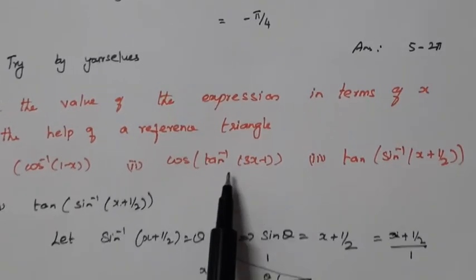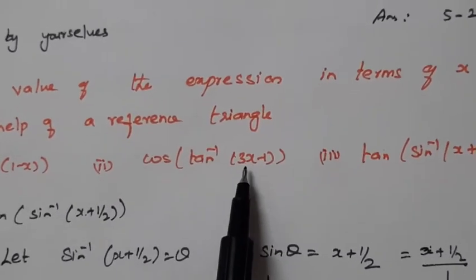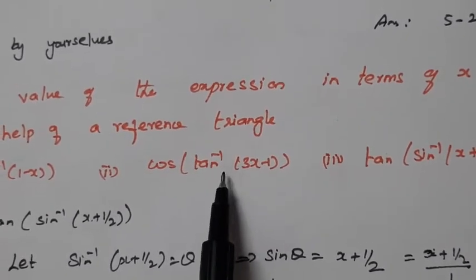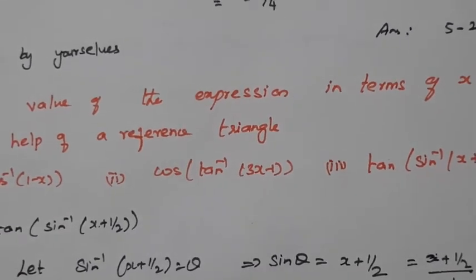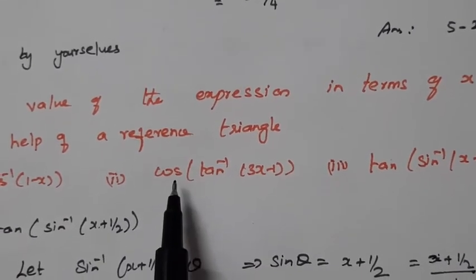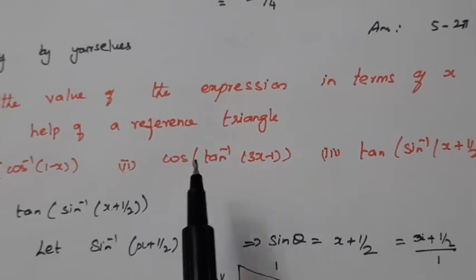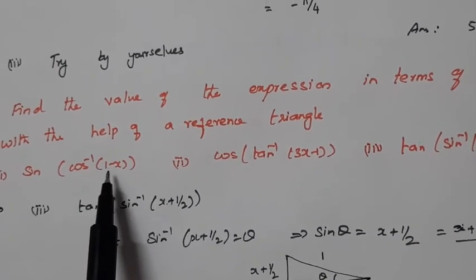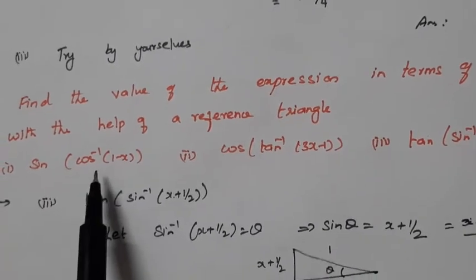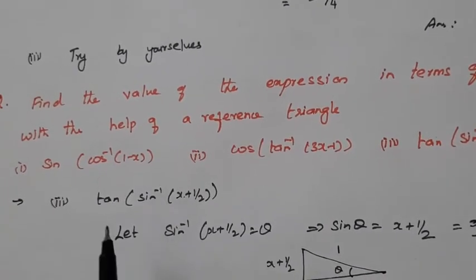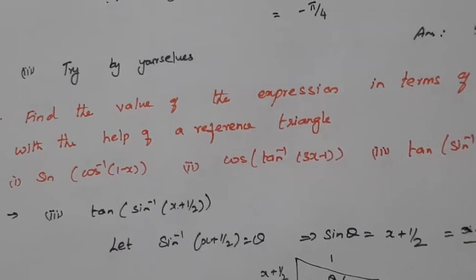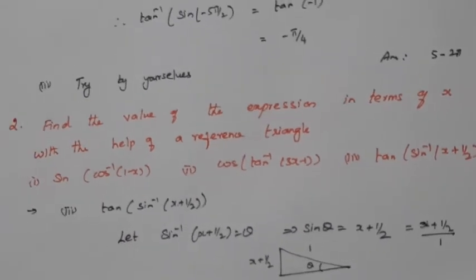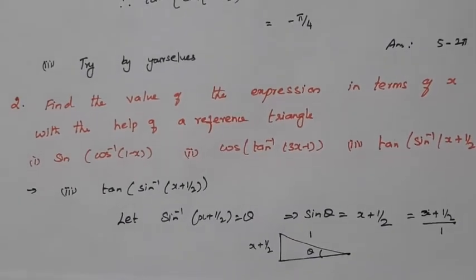In this case, if you take tan inverse of (3x minus 1) as theta, you will get tan theta. From that, by constructing the triangle, you have to find the value of cos theta. And then, taking cos inverse of (1 minus x) as theta, you have to find the value of sin theta by constructing the triangle, and then find the value in terms of x.